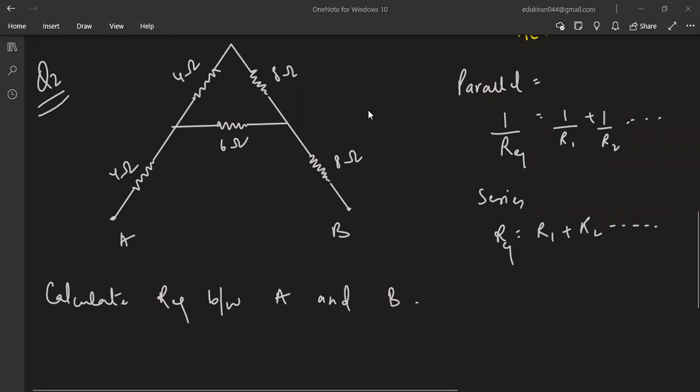Class, this is a very basic and a very easy circuit. Start from here and tell me what R equivalent you're getting.